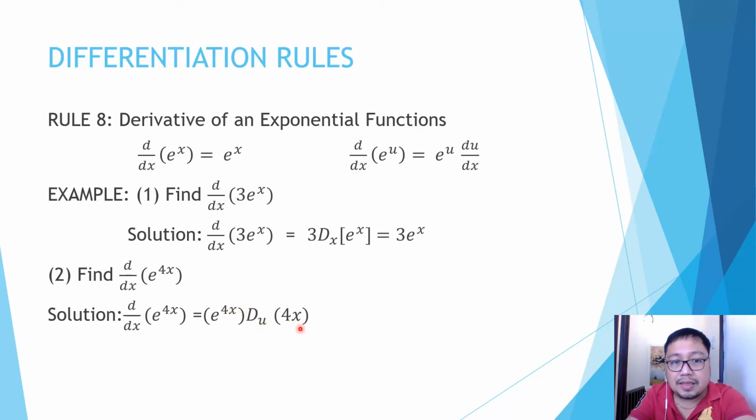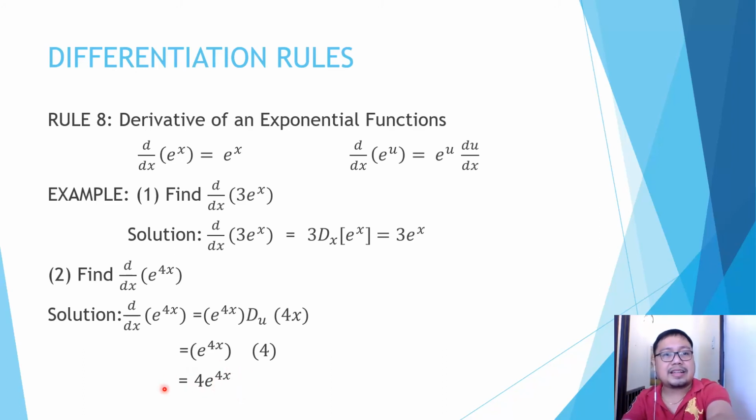This example number 2 falls in this rule. So again, e to the u, just copy e to the u, e to the 4x. Then the derivative of u. What is our u? 4x. What's the derivative of 4x? That is 4. So 4 times this term will give you the final answer, 4e to the 4x. All right, that's our final answer.